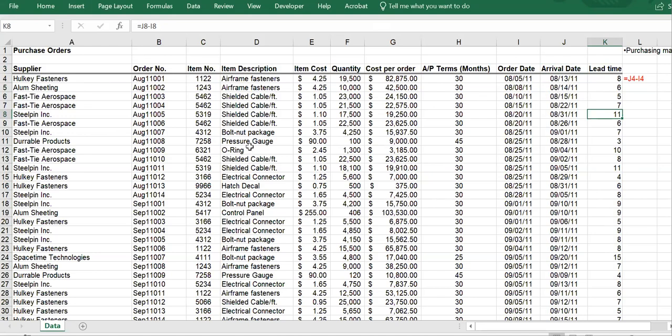Now, this data file is not sorted, so I have to sort this.